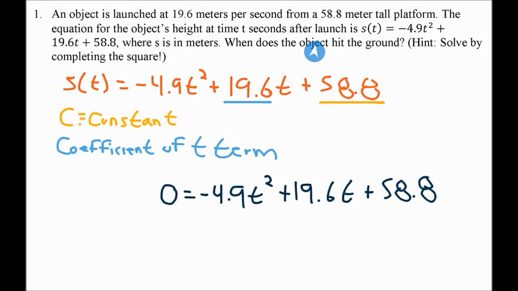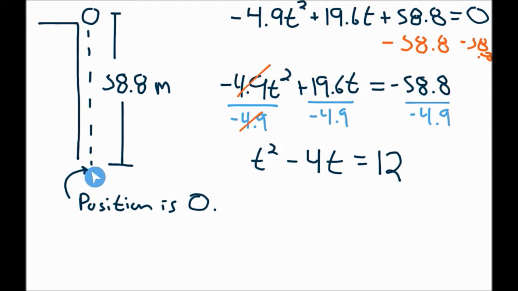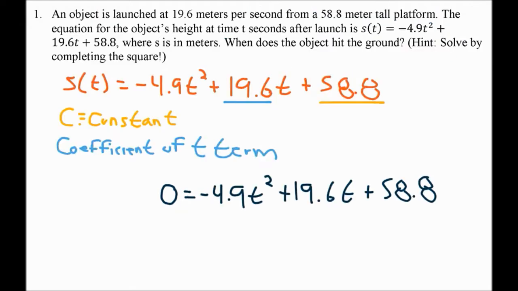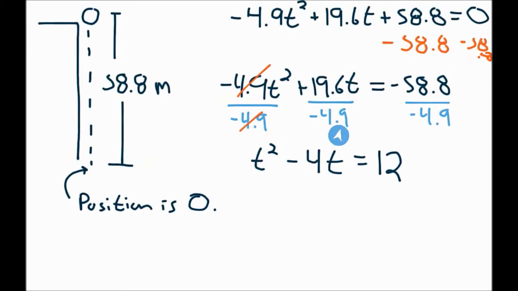We plugged in 0 for this s of t, because we want to know how long it takes the object to hit the ground. And we say that the ground is 0. The position at the bottom is 0. Okay, so we go from this expression that looks very complicated to a nice, easy to work with, completing the square problem. So this is not done yet.